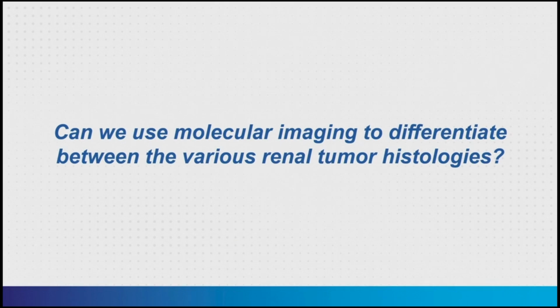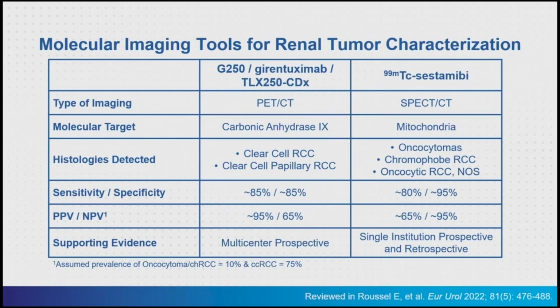So many in the field have asked, can we use molecular imaging as a means of differentiating between these various renal mass histologies? And it turns out you can. There are two forms of molecular imaging that could be done to achieve this goal. The first being the girentuximab PET-CT, not yet FDA approved, but on the precipice of being approved. And then we have technetium-99 labeled sestamibi, which is a SPECT imaging compound, and this could be used as well.